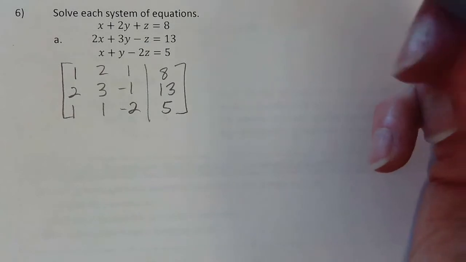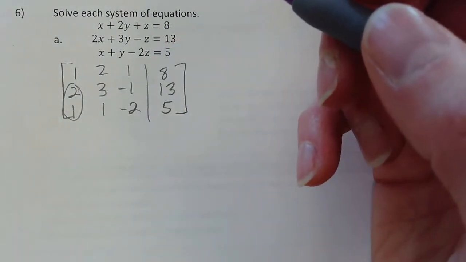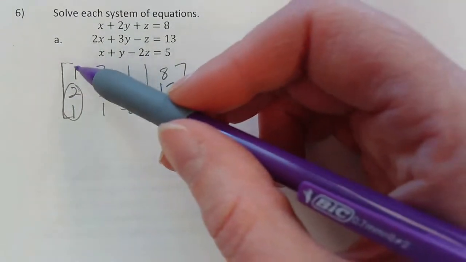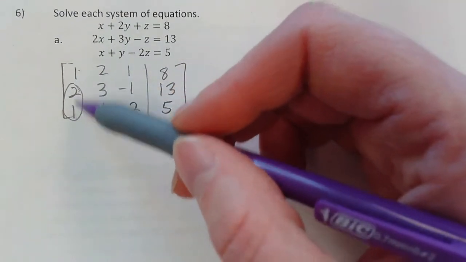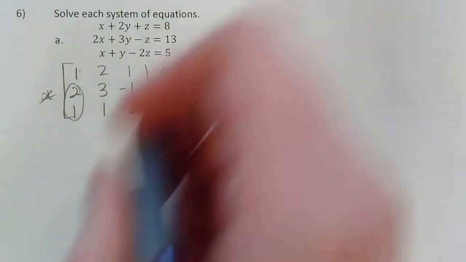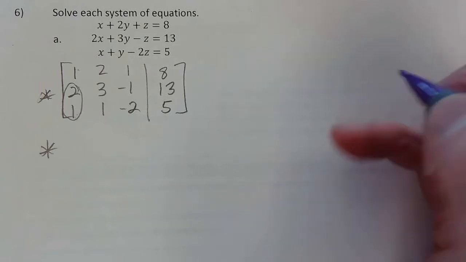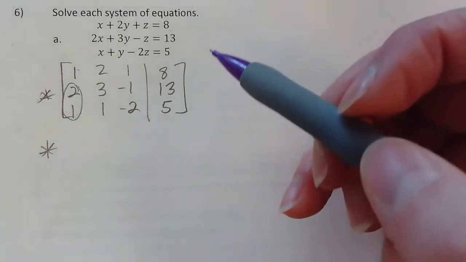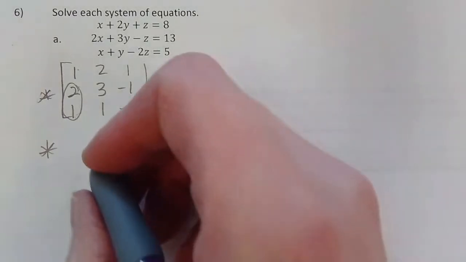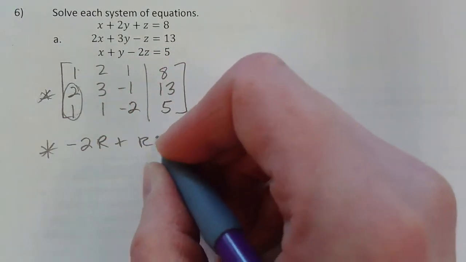So the way I always start these is I want to cancel in my first column. I've got to work on my first column, and the 1 is okay in my first row. It's these in the second row in that first column position that need to go. So I'll put a star there. In order to get rid of that 2, I could multiply either of the other rows by -2 and add. So I'm going to do -2 R1 plus R2.